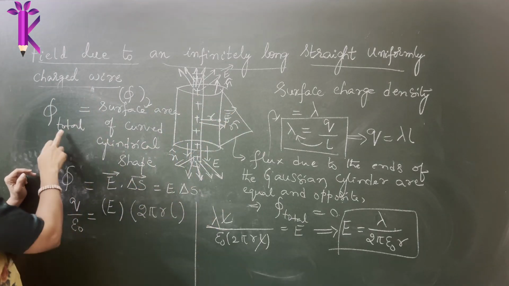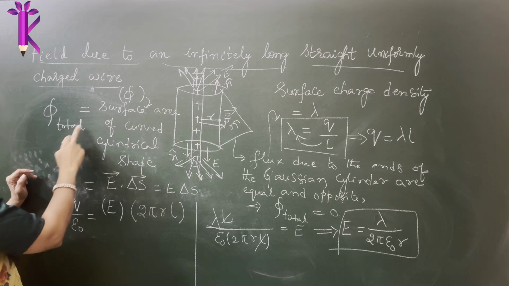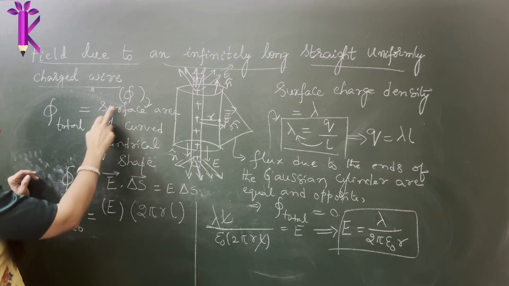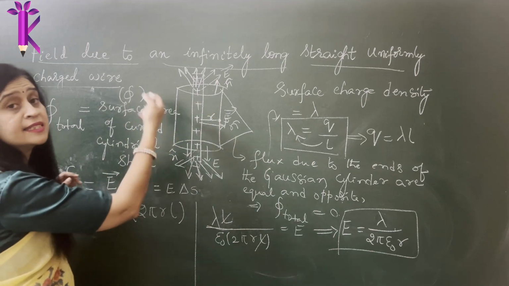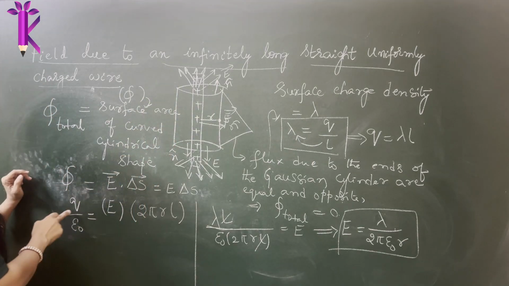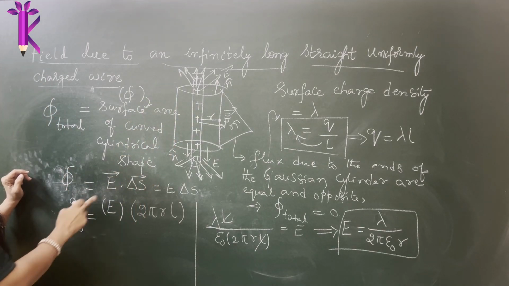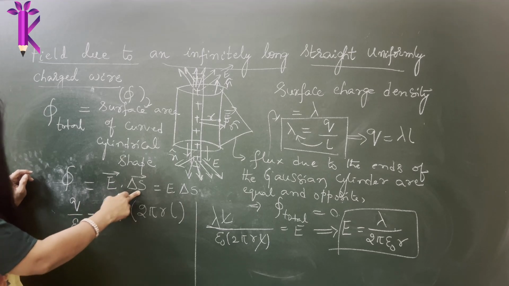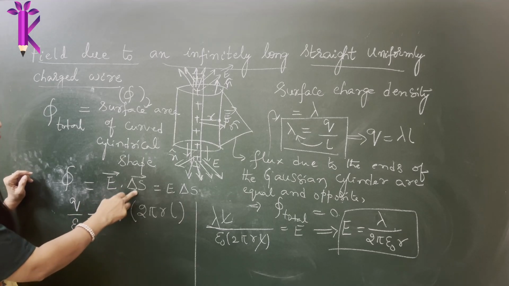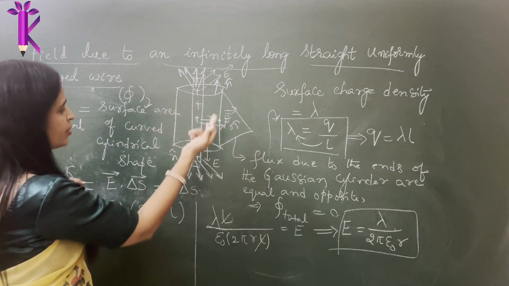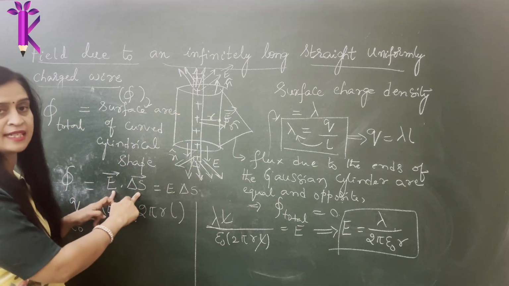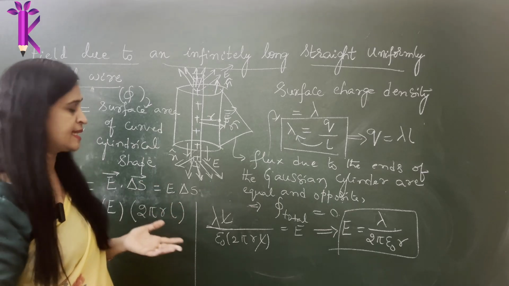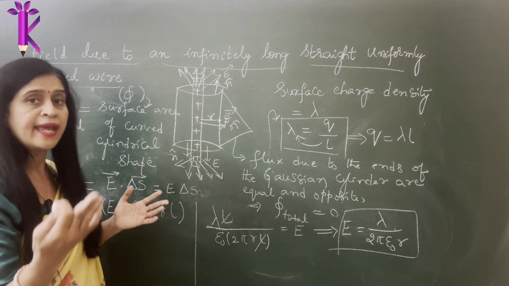Therefore, by Gauss law, the total flux is equal to the flux through the surface area of only the curved part. Flux by Gauss law is given by Q by epsilon naught, and flux by definition is the dot product of electric field and the surface area. What is the angle between the electric field and the curved surface area? They are parallel to each other. The angle between them is 0.